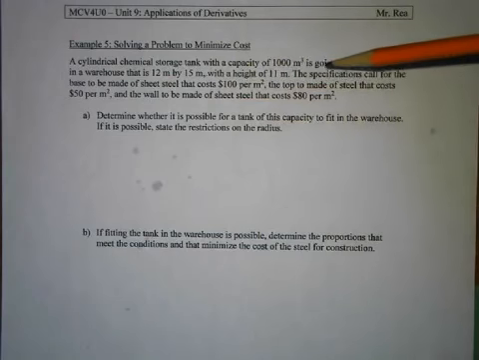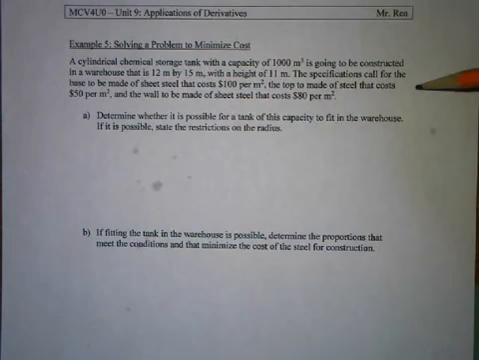So this tank has to fit inside the warehouse. That's where this is coming from. The specifications call for a base made of sheet steel that costs $100 per square meter, the top made of steel that costs $50 per square meter, and the wall made of sheet steel that costs $80 per square meter. So you can kind of see this is a tough question.